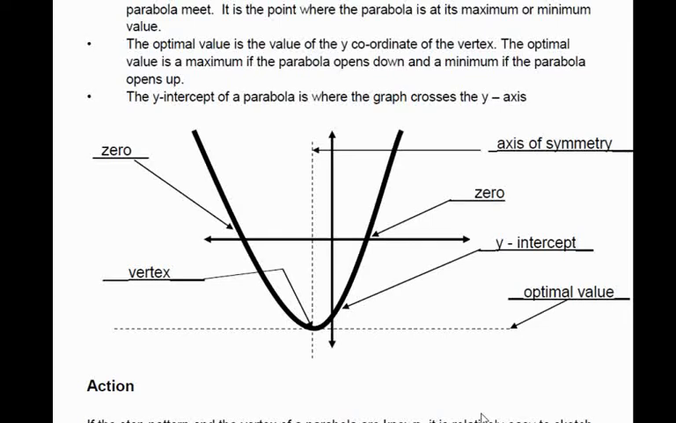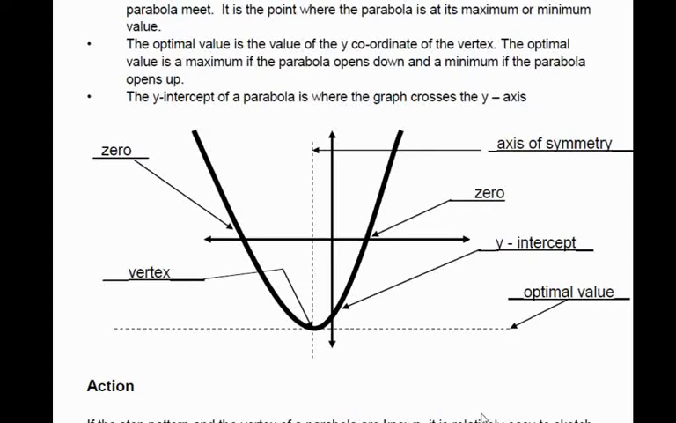The axis of symmetry is a vertical line that goes through the vertex and separates the parabola in half symmetrically. So if we fold the left side of the parabola onto the right side, it would be exactly the same shape that we would see. So that's called our axis of symmetry.